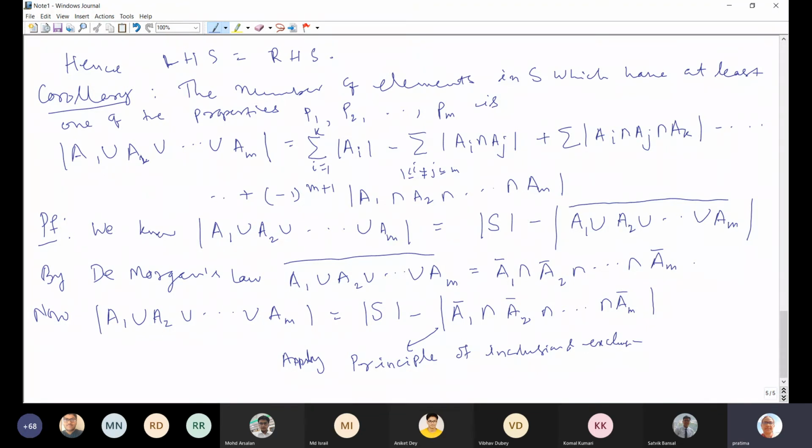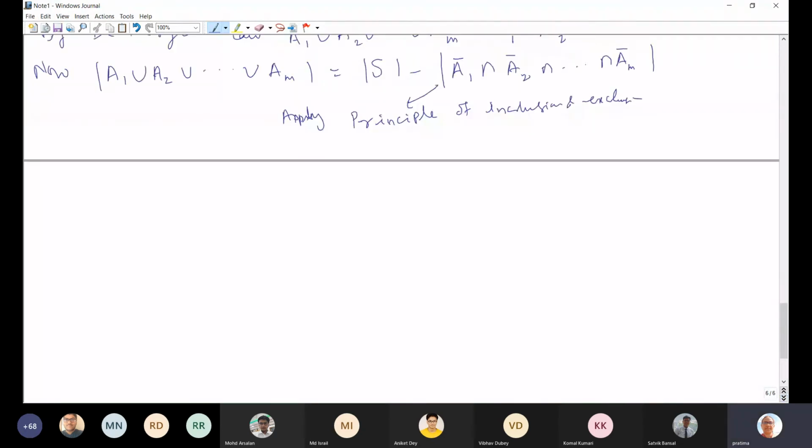Okay, hope you will be able to do this. Substitute, so that you have got the result in the principle of inclusion and exclusion, and then get it. Fine. Okay, so then quickly, any doubt?